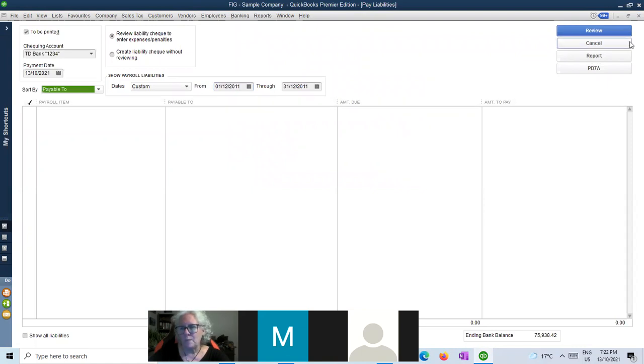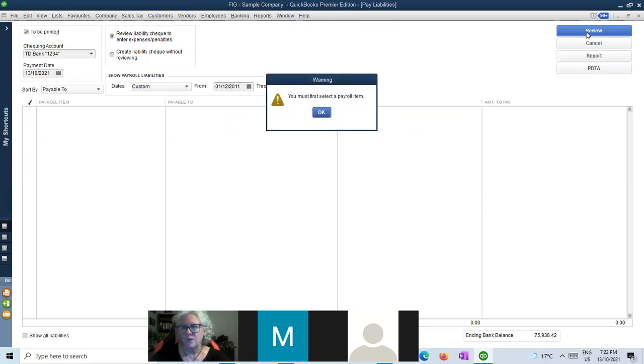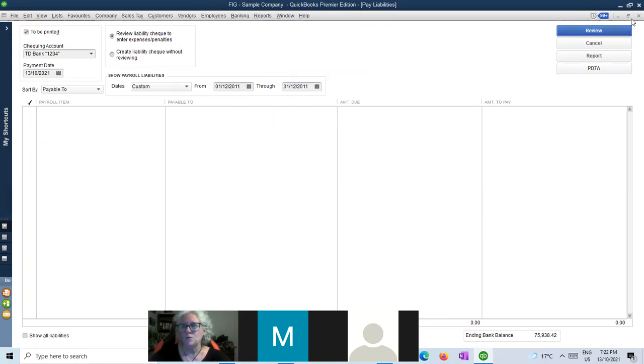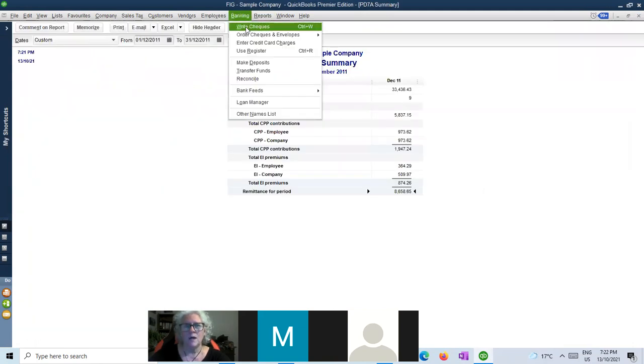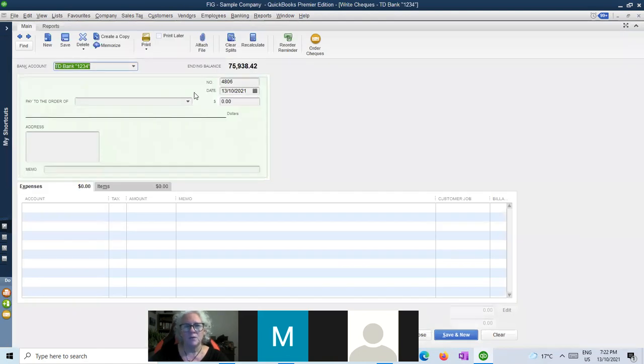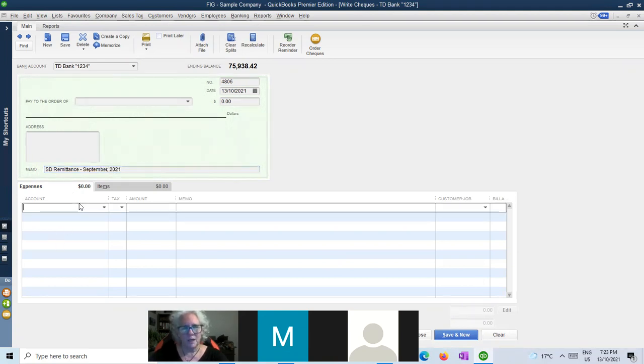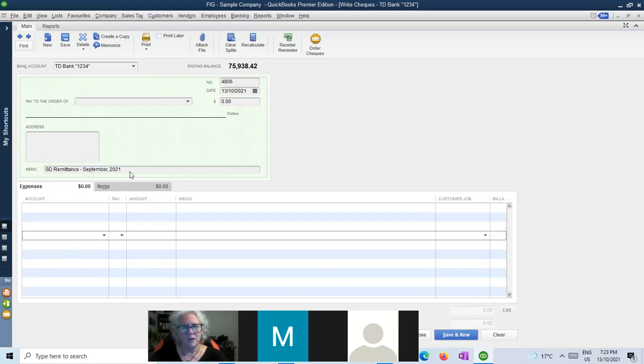Anyways, what happens is all of this amount here, you pick review and it will go to write checks. It will come up and be picked up here in write checks. And then what I normally do is type source deductions remittance, September 2021. And then you'll see about 6 lines down here, and what I do is I copy paste that to each memo down here.